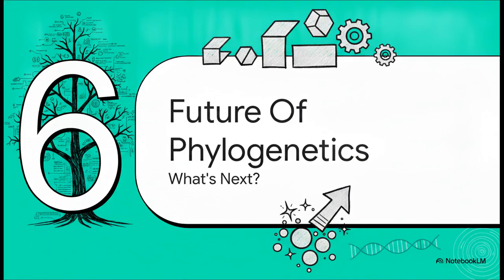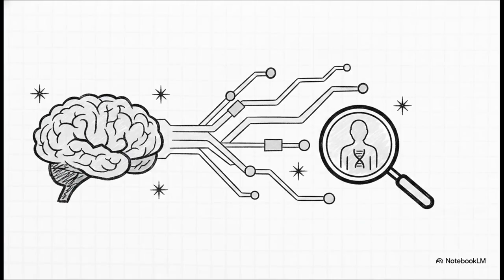Finally, let's look ahead to Section 6, the future of phylogenetics. What is next for this field? This field is accelerating at a breakneck pace. Thanks to next-generation sequencing, or NGS, we're not just looking at single genes anymore. We're mapping entire genomes. Throw in cloud computing and high-performance computing, and our capabilities are exploding.